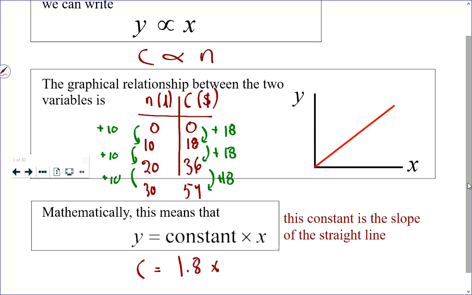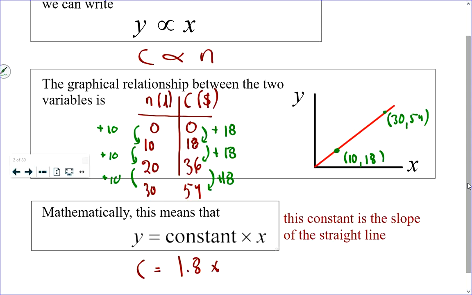But I also want you to notice something, that if I put here this point, which is 10, 18, and this point, which is 30, 54, and I use those 2 points to find the slope of that line, I'll get 1.8. Because it's gone up $36 and it's gone up 20 liters, so your rise is 36, your run is 20. This constant, which we call in science a constant of proportionality, is actually the slope.